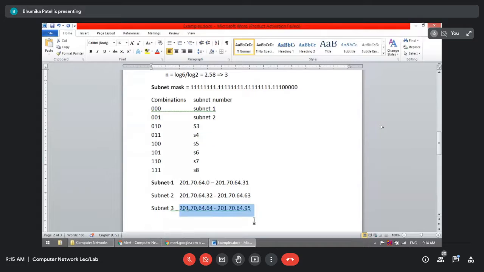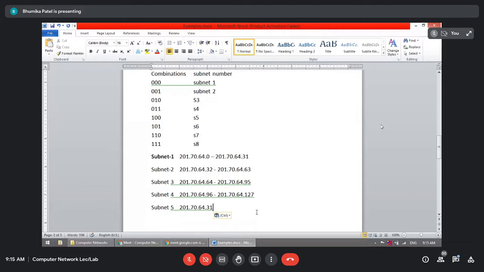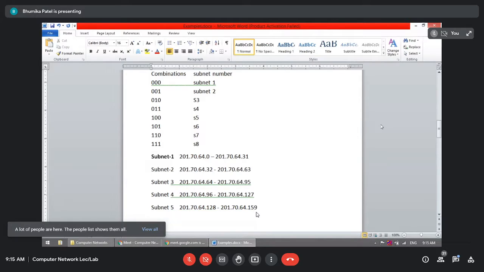Total it will be 32. Okay. Then for the subnet 4, it will be 96 to 127, and subnet 5 will be 128 to 159. If I add 32, it will be 160, but I'm going to take 159.